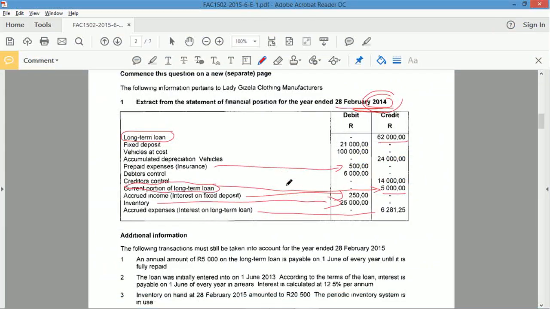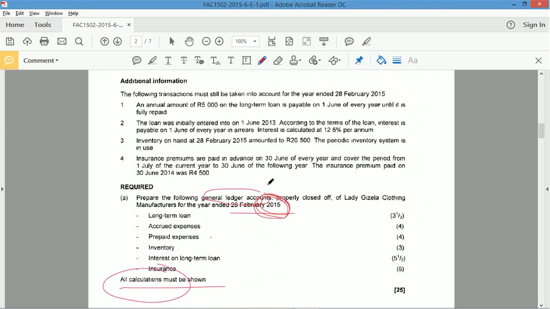6281.25. Great. Right, so now you've recorded all the opening balances. That's easy marks in every test and exam, just for knowing what the accounts are.